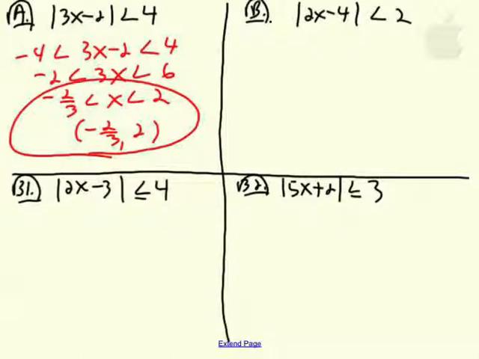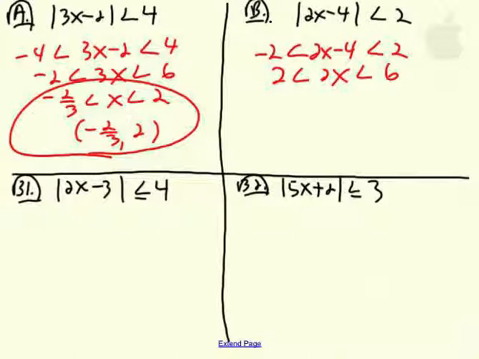You should try B, 31 and 32. Stop the movie and try them. B is between. 2x minus 4 has to be between 2 and minus 2. Add 4. So 2 is less than 2x is less than 6. Divide by 2.